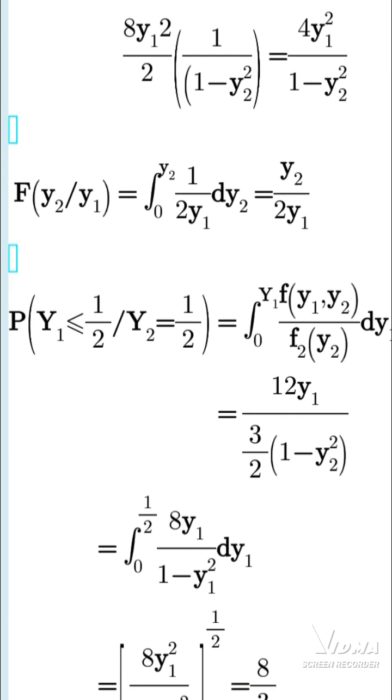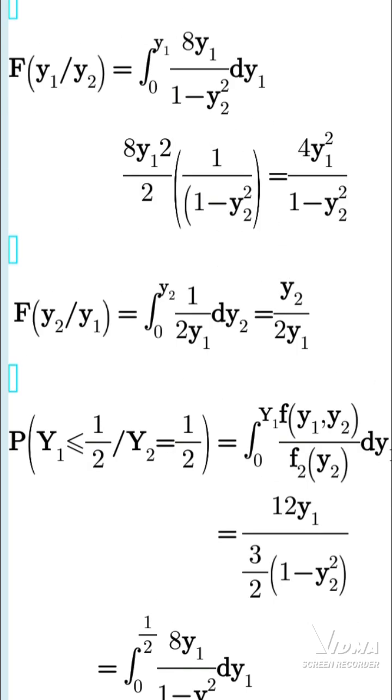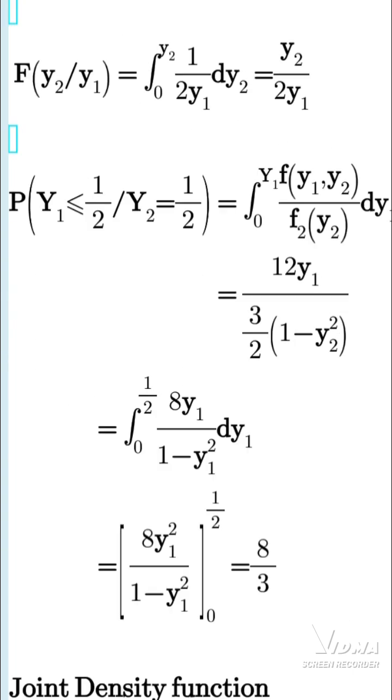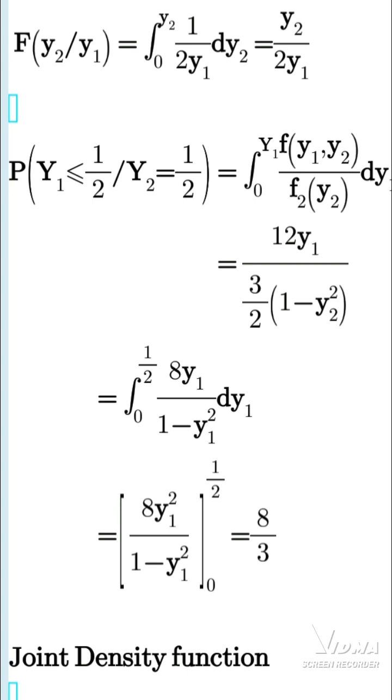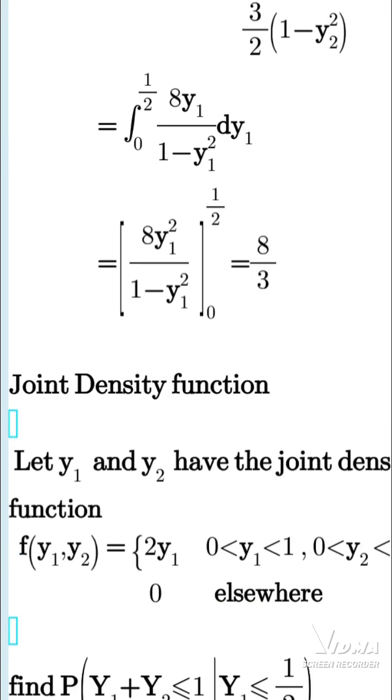So, 0 to y1, the integral of this, that's what they want us to do, is to take the integral of what we already have in the previous answer, the integral of 4y1 squared over 1 minus y2 squared. So when you take the integral of that and you insert the necessary boundary of 0 to 1 over 2, we have our final answer to be 8 over 3.